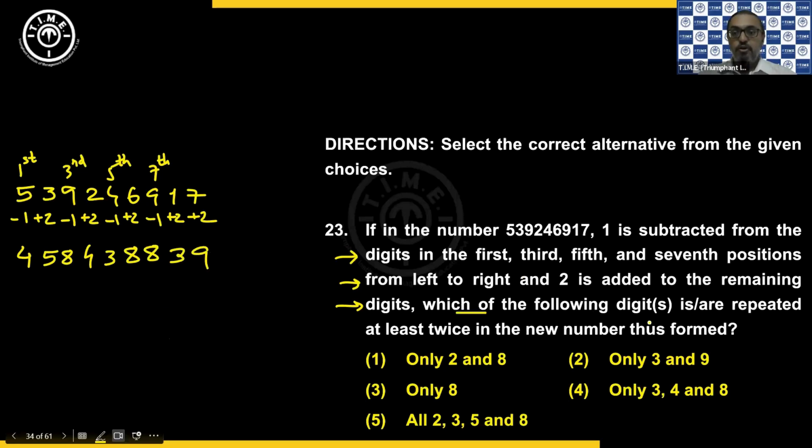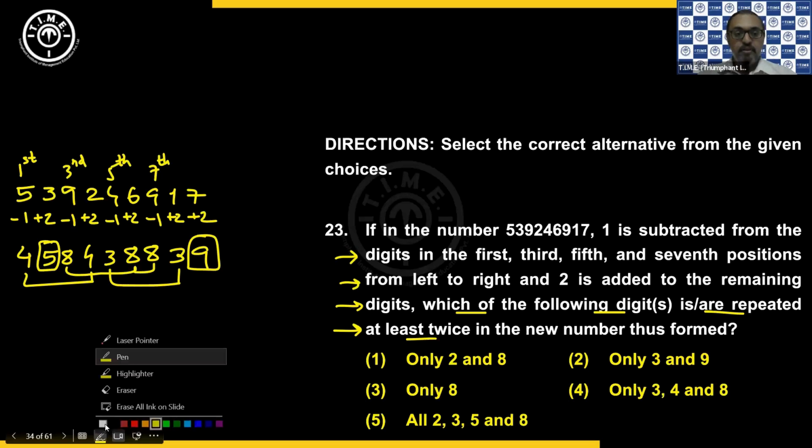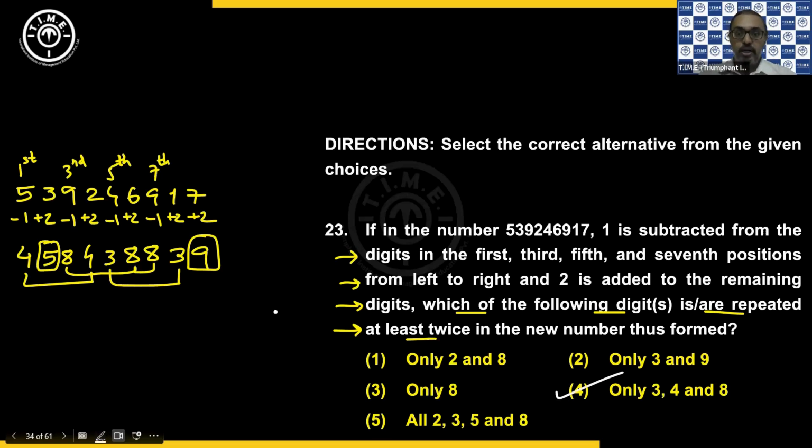Okay, now the question is, which of the following digits is or are repeated at least twice in the new number thus formed? So minimum 2 times, which are repeated. So 4 is repeated, then 8 is repeated, and 3 is repeated, whereas 5 and 9, these are the 2 digits that are not repeated. So we have 4, 8, 3. These are the 3 digits that are repeated. So the option that we need to choose is choice 4, 3, 4, and 8. At least twice. Minimum 2 times. Correct? Yeah.